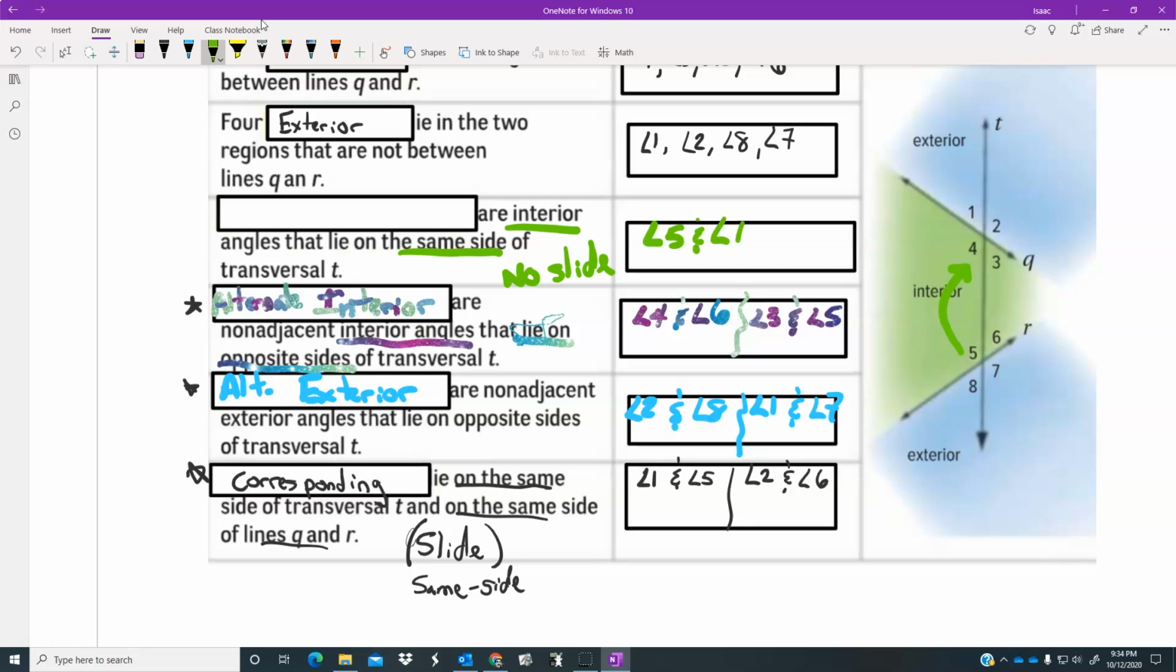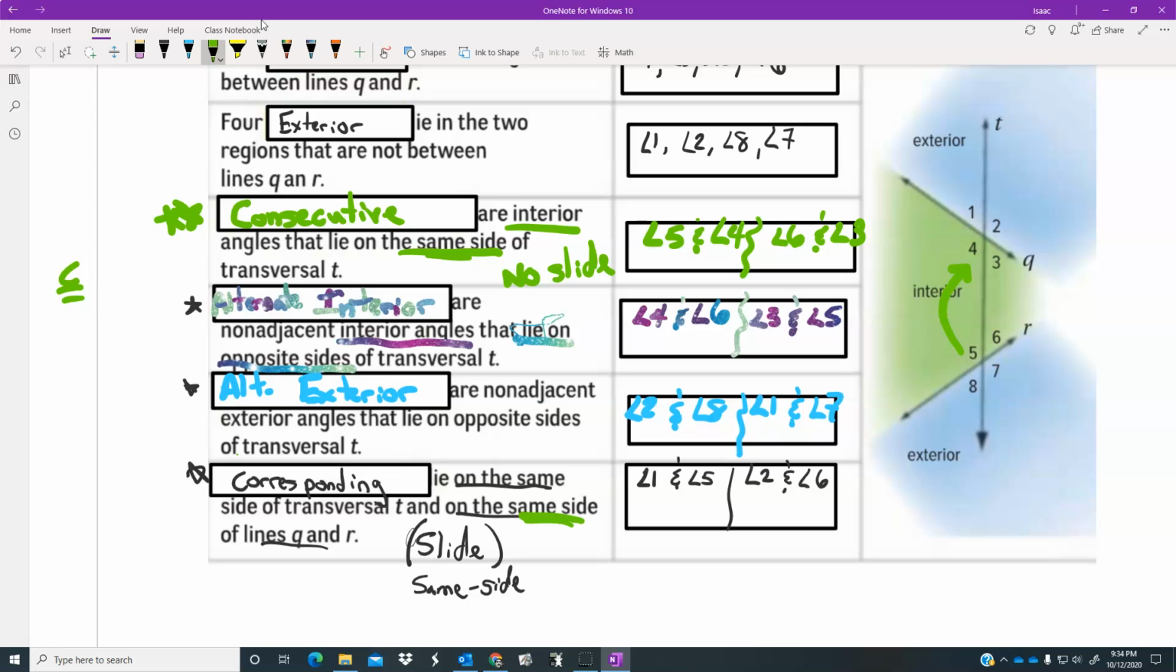So that would be angle 4 and angle 5, or angle 6 and angle 3. These are referred to as consecutive. Okay, now these two sound a lot alike. Corresponding and consecutive sound a lot alike. The key here is to remember that if you say the word same side, you know that it starts with a C. Okay, that'll get you that far.